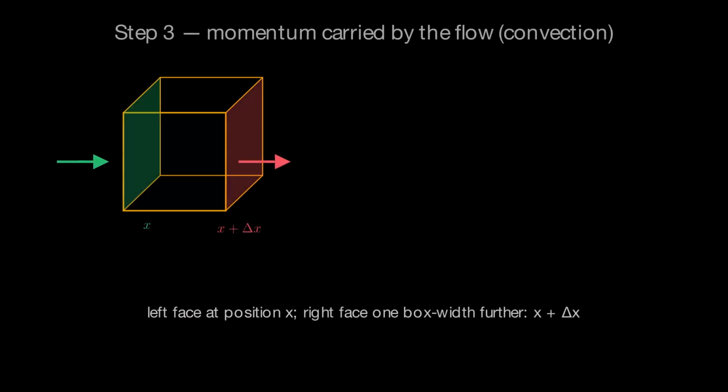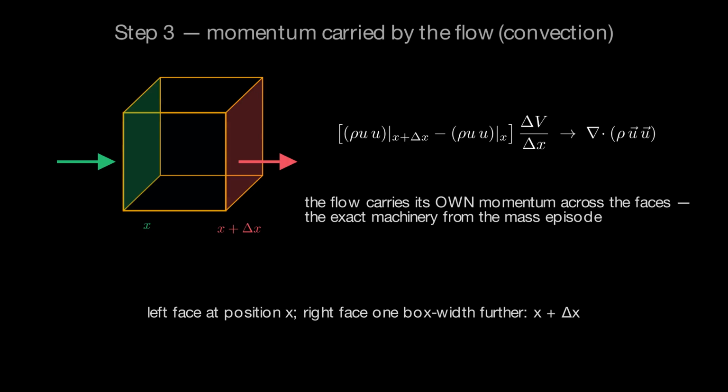First, the flow carries its own momentum across the faces, exactly as it carried mass. But now the cargo is the momentum itself. We label the left face's position x, and the right face, one box width further along, x plus delta x. The difference in momentum flow between those faces, because the cube is infinitely small, becomes the term on screen. How fast momentum is spreading out from the point.